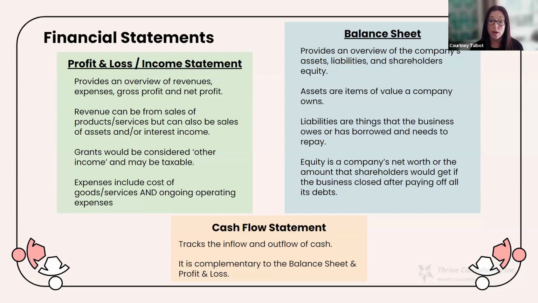Expenses will be both cost of goods and services, as well as ongoing operating expenses. All of those can be seen on the profit and loss, and the bottom line on a profit and loss is called net profit.